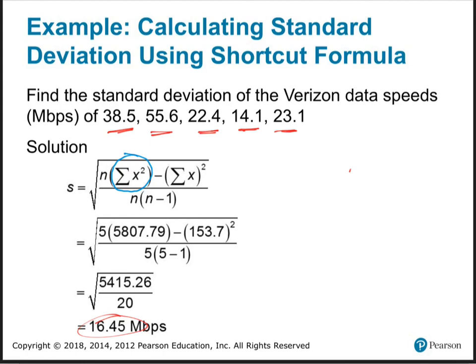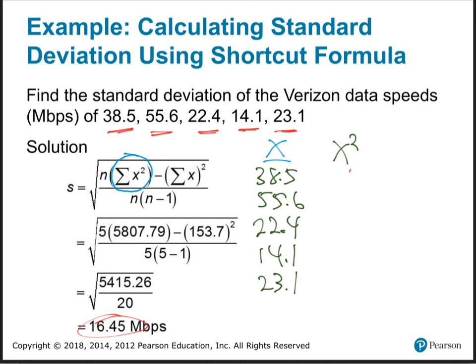What you got to do is list these numbers. You got to do a lot of work here, unfortunately. So you list the numbers: 38.5, 55.6, 22.4, 14.1, 23.1, and then you got to square each of them. You got to square each of them, one at a time. It's painful.